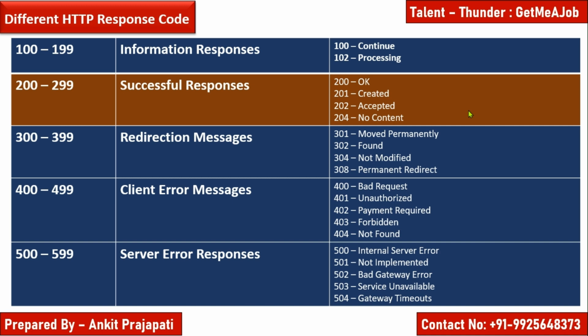400 means bad request. If in your API you are passing the parameter, you are passing the payload, right, and you have not configured the body or the parameter in a correct way, at that time it will give you the 400 error, meaning bad request. 401 means unauthorized, right? That concept we will check in the next slide. What is 401 and 403?